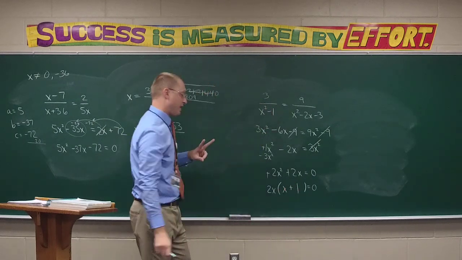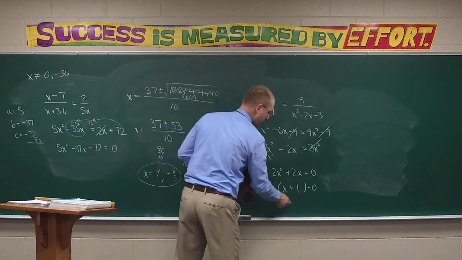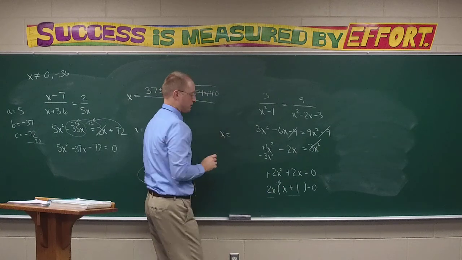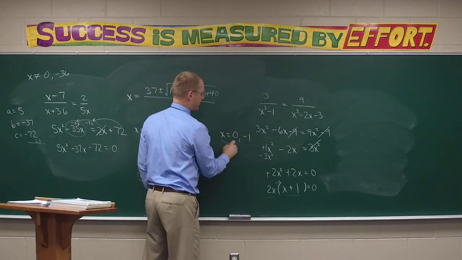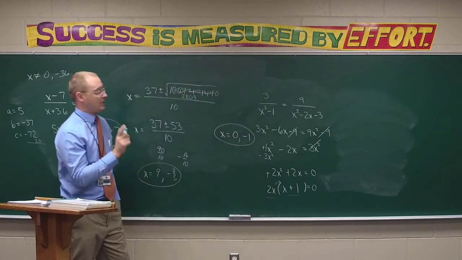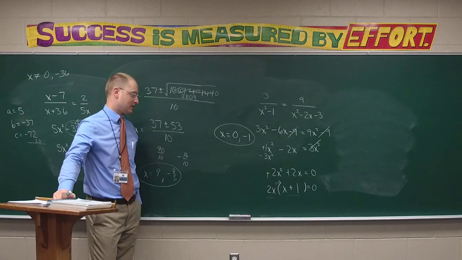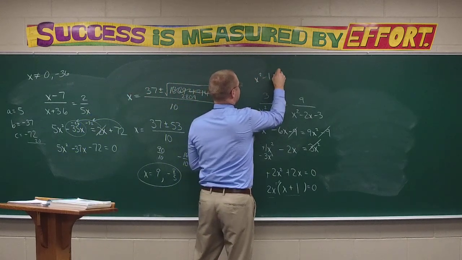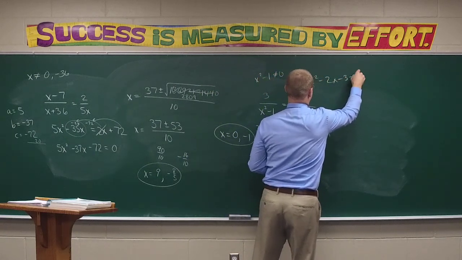Leaving us with x plus 1. And so I've got two factors: a 2x, and an x plus 1. And both of them, class, I need to set equal to 0. When I do, what are my two possible answers, Audrey? 0 and negative 1. 0 and negative 1. But it's possible that one of these roots is extraneous. How do I check? Well, start by saying that x squared minus 1 can't equal 0, and that x squared negative 2x negative 3 can't equal 0.